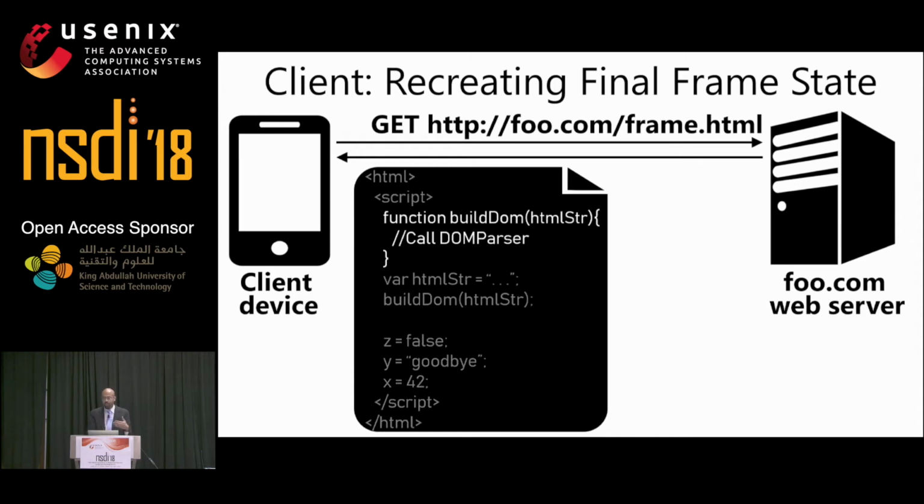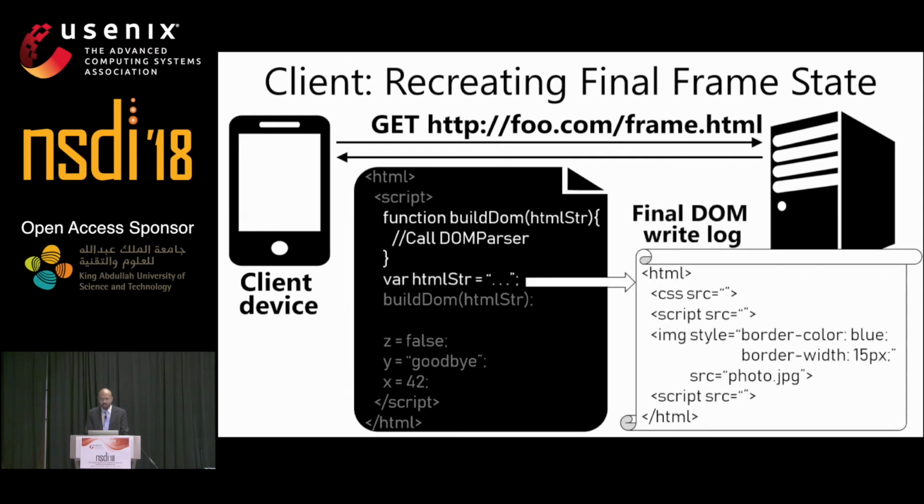There's a function called buildDOM, which takes in an HTML string and uses the browser's built-in DOM parser interface to generate a new DOM tree on the fly. The HTML string that we pass in is just the string version of the final DOM write log that I discussed a few minutes ago. So when the client invokes the buildDOM method, it's going to dynamically create the final state of the DOM tree.